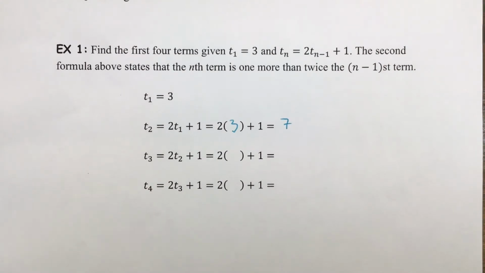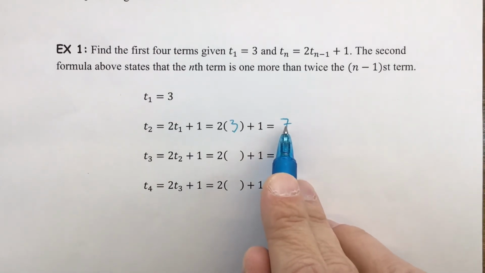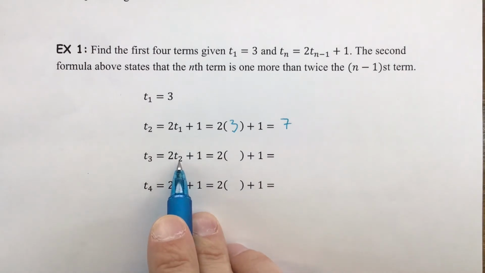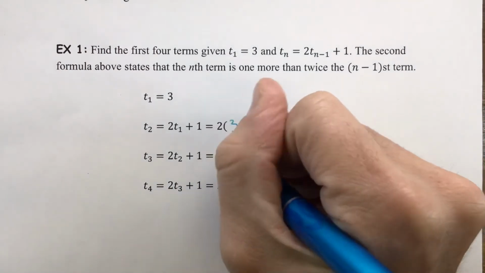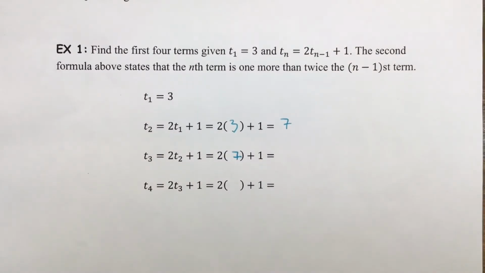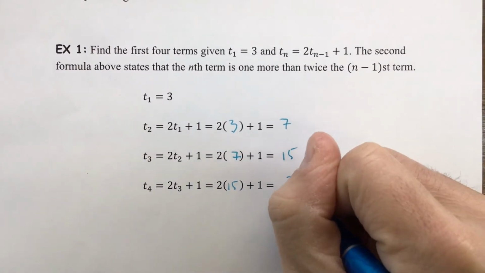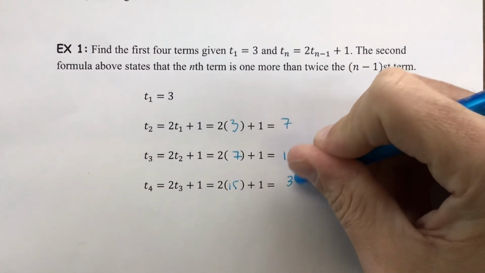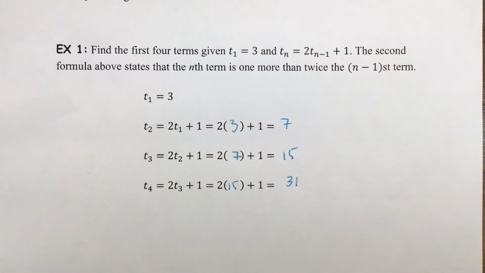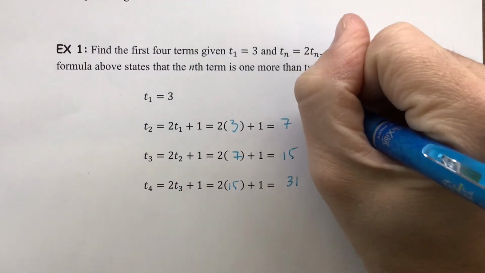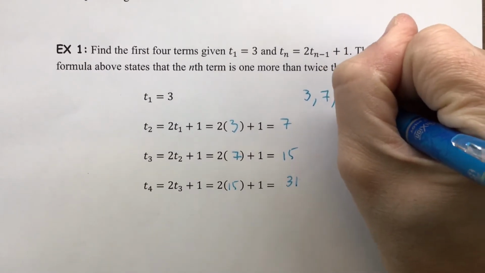which is going to give you 7. So T2 is 7. To get T3, we're going to take that last answer. This is that recursive definition. You take that last answer and plug it into the same formula behind that 2. So that ends up here: 2 times 7 plus 1 is going to give you 15. Then to get T4, we take that answer and plug it into our definition, which is going to give us 31. So overall, the sequence that we have here is 3, 7, 15, 31.